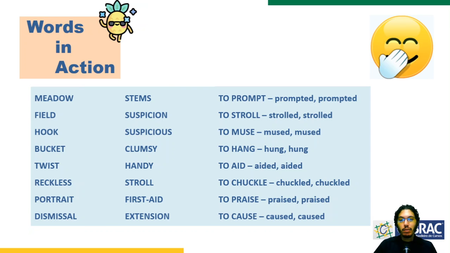Very good. Clumsy é uma pessoa atrapalhada. Handy é uma pessoa resolutiva, que consegue resolver tudo. Stroll é uma caminhada. First aid, primeiros socorros. Extension é uma extensão ou ramal, quando a gente está falando de telefone. To prompt seria você incitar alguém a alguma coisa. To stroll é você dar uma caminhada, já que a gente viu stroll ali, que é a caminhada. Então, to stroll, caminhar. To muse é você contemplar, é você pensar sobre alguma coisa, você filosofar, I guess. To hang, você pendurar. To aid, ajudar. To chuckle, dar uma risadinha. Tá? Não é risada alta, é uma risadinha. To praise é você elogiar ou adorar no sentido religioso.